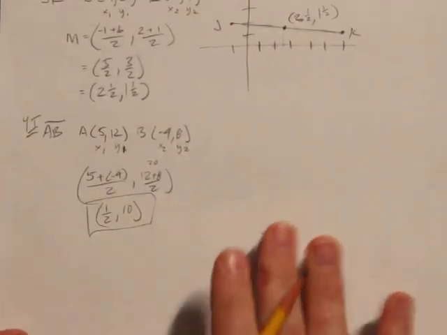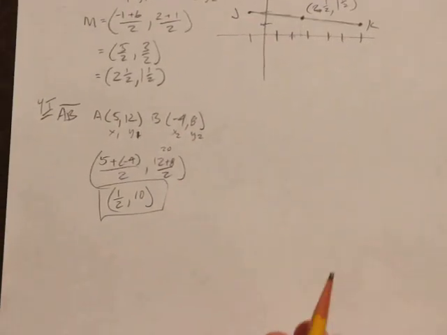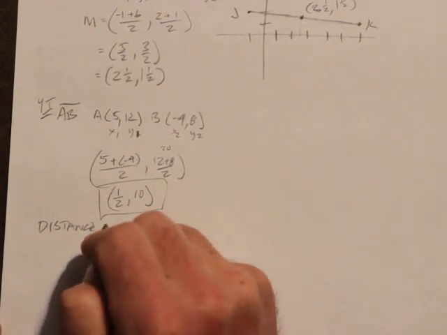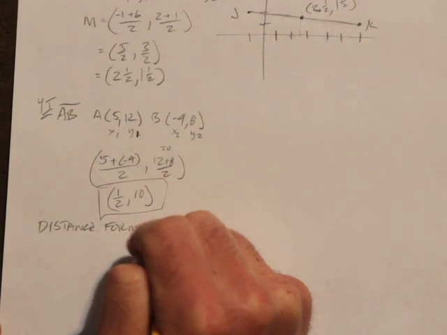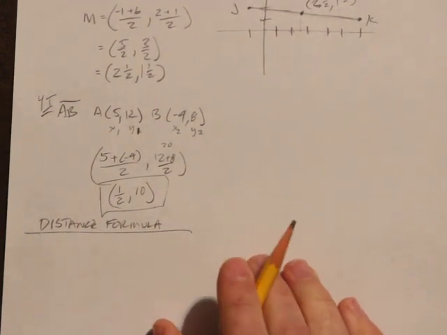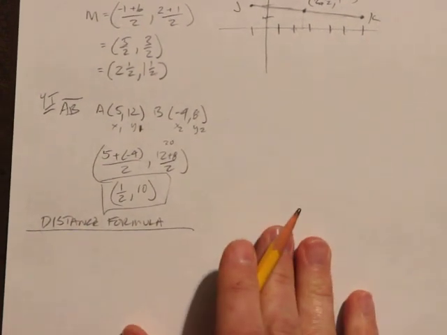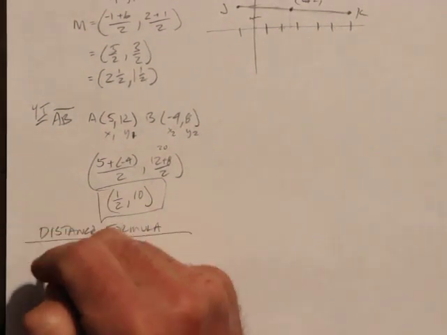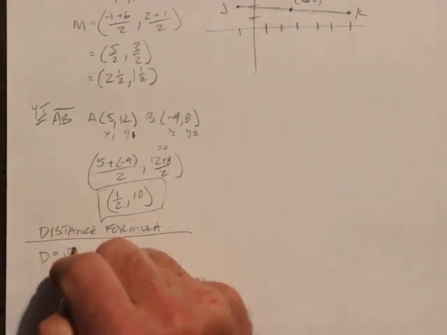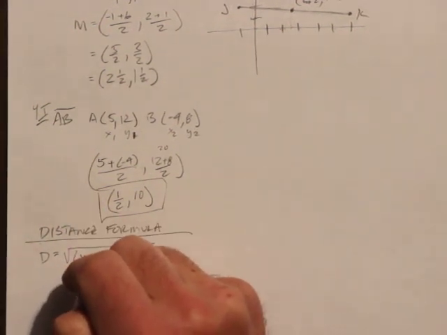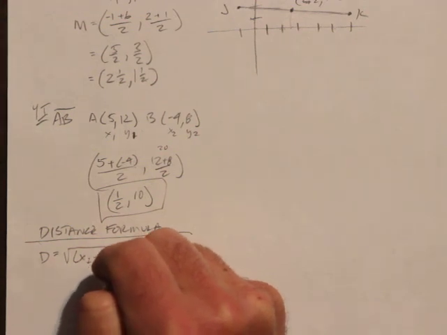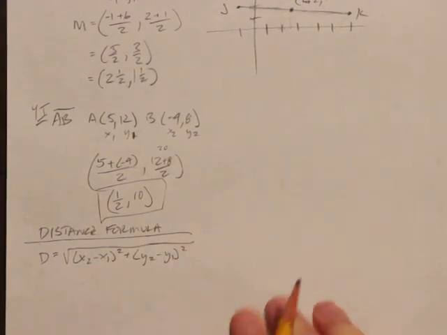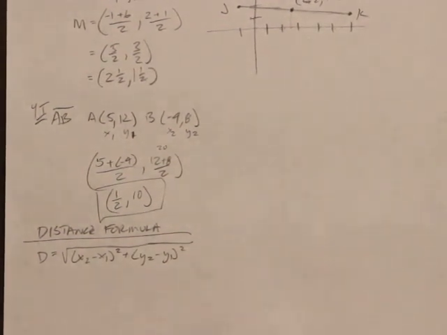Now the last bit of this section is going to be the distance formula. The distance formula you hoped would go away, but it will not. You will use it in pre-calculus as well. Distance formula, the square root of x2 minus x1 squared plus y2 minus y1 squared. That is the distance formula between 2 points.